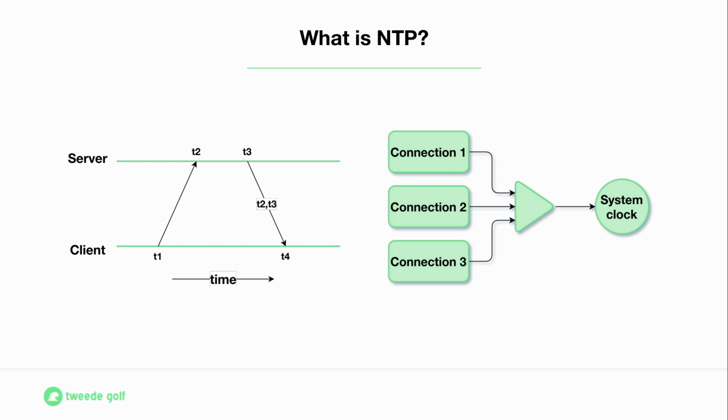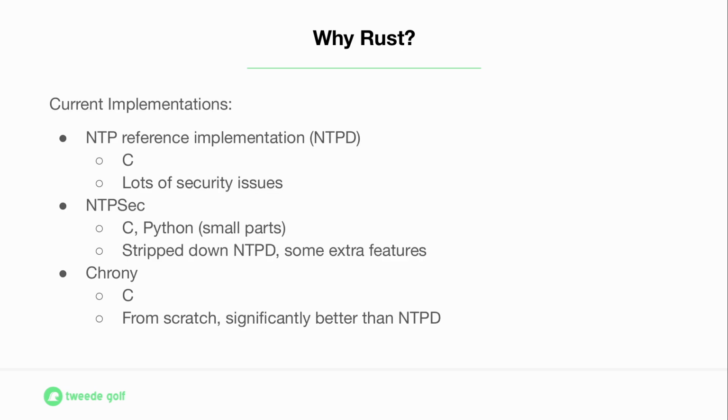So that, on a very high level, is what NTP is and does. So why do we want to re-implement this in Rust? Well, let's first take a look at current implementations. There are 3 major implementations of NTP. By major, I mean that they implement both the client side of the protocol, so they do the full synchronization over time, as well as being able to be a server and provide time to further clients.